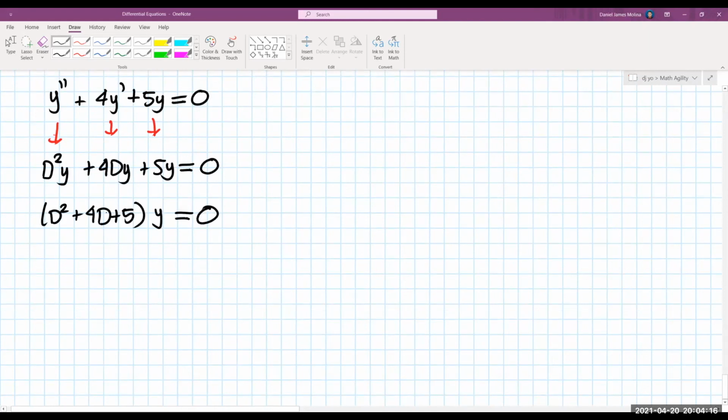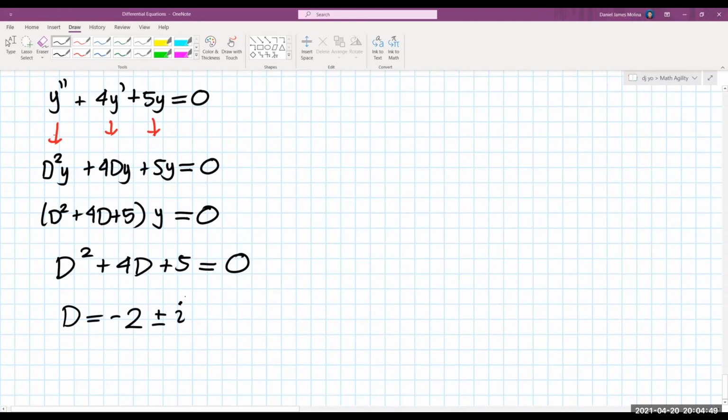From there, we can derive our characteristic equation. The characteristic equation is the multiplier of y. So we have d squared plus 4d plus 5 must be equal to 0. Solving for d, you can use any method that you know, but I'll just give its solution here: negative 2 plus or minus the imaginary number i.